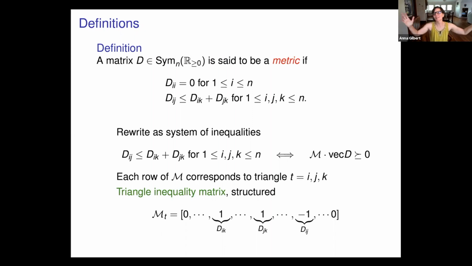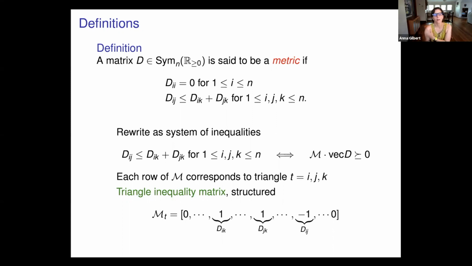So let's suppose that we're given a matrix D, and it is a symmetric matrix full of non-negative entries. It is said to satisfy a metric if all the entries on the diagonal are 0, and if triples of entries in the matrix satisfy the triangle inequality. I'm not saying anything sophisticated yet. I could take the condition that triples satisfy the triangle inequality and rewrite all of those conditions as a big system of inequalities.